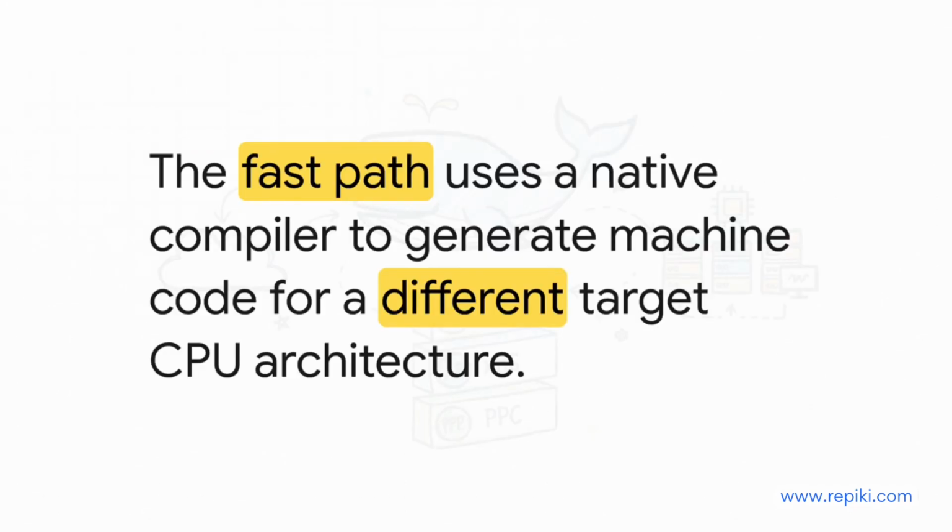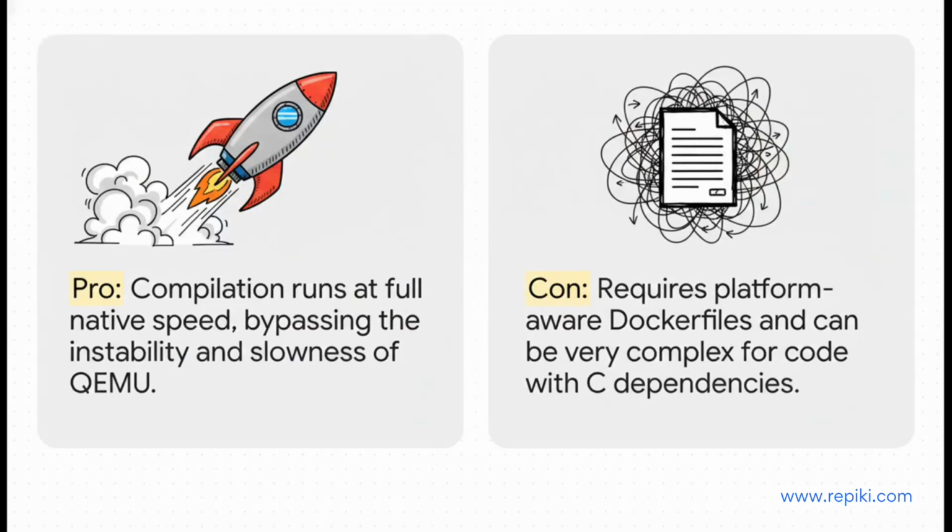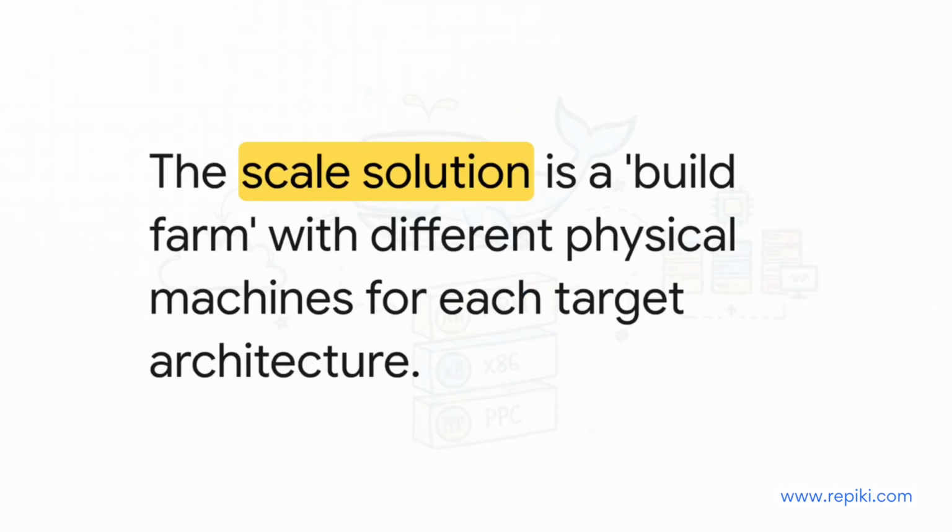So to get that speed back without having to buy a bunch of extra hardware, we can turn to path number 2, cross-compilation. This is a really cool technique where your native CPU runs a special kind of compiler, one that knows how to generate machine code for a completely different type of CPU. This is the high-performance path, for sure. It's especially great for compiled languages like Go or Rust. The build just flies because it's running at native speed. You're not emulating anything. The catch? Well, you have to actually change your Dockerfile to be platform aware, and that definitely adds a layer of complexity.